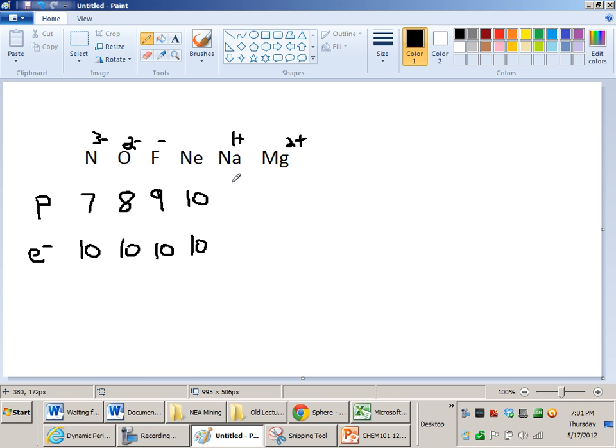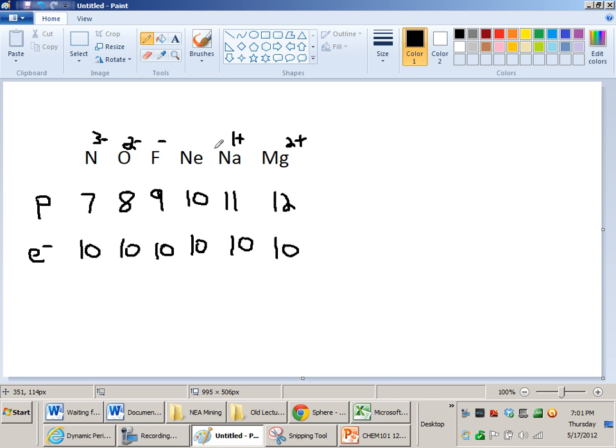For sodium, that has 11 protons. If it was neutral, it would also have 11 electrons, but in this problem, I listed it as the +1 ion. So how many electrons does that one have? 10. I bet you're going to guess the number of electrons the last one has. 10, right. Okay. And magnesium has 12 protons.